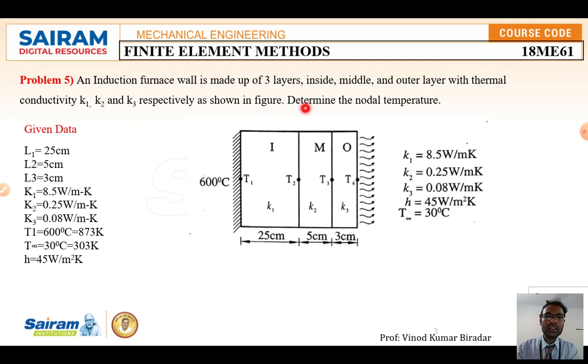They ask us to determine the nodal temperatures; you need to calculate T2, T3, T4. Along with that, the thermal conductivity for each material is different. For the first material K1 is equal to 8.5, the second element K2 is 0.25, and the third element K3 is given here. Due to convection they gave h equal to 45 watt per meter square Kelvin. The ambient temperature, that is the surrounding temperature, is given here: T infinity is equal to 30 degrees centigrade. So our aim is to find T2, T3, T4.